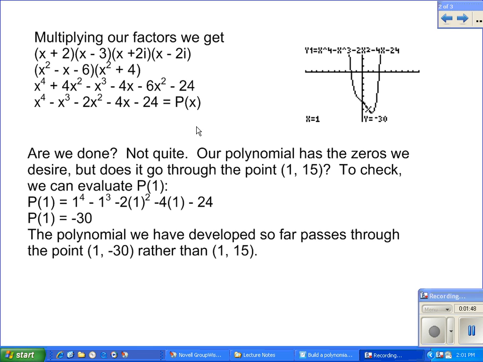Are we done? No. Our polynomial has the zeros we want, but it doesn't go through the point (1, 15). I went ahead and graphed this polynomial on my calculator, and at x equals 1, I can see it goes to the point y equals -30. Or I can do it by hand, taking the polynomial I've developed so far, letting x equal 1, and I can see that p of 1 is equal to -30. So ours is going through the point (1, -30), rather than the point (1, 15) that we'd like it to go through. But it does have the zeros we want. We can see the -2, 0 and the 3, 0. And again, our 2i and -2i zeros won't show up on the graph because they're not real numbers.